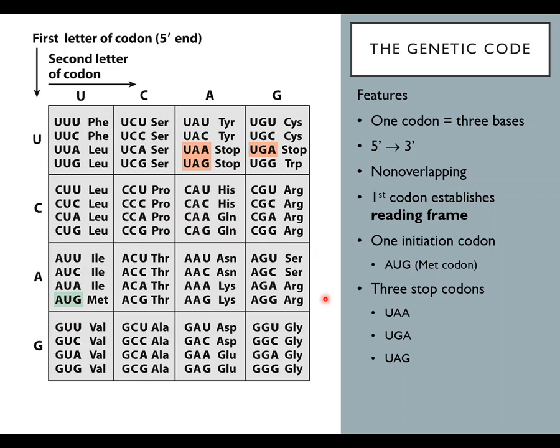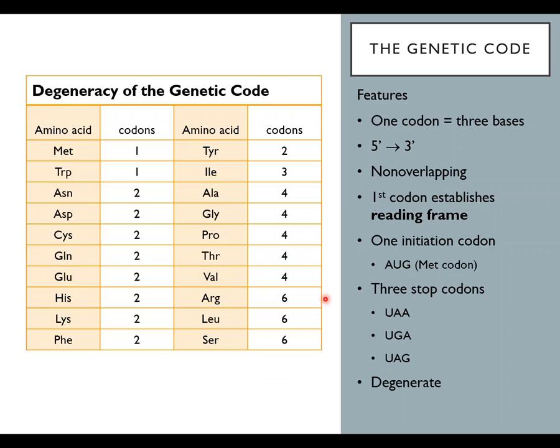That's what degenerate means. For some amino acids, there can be more than one codon. In fact, for most amino acids, there is more than one codon. Methionine and tryptophan are the only 2 that only have one codon associated with them. The rest have at least 2. And then arginine, leucine, and serine have all the way up to 6.